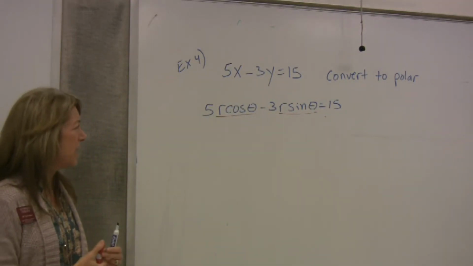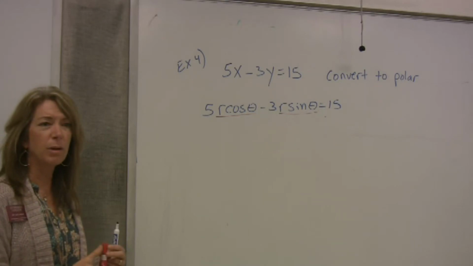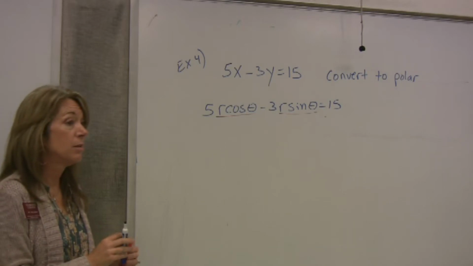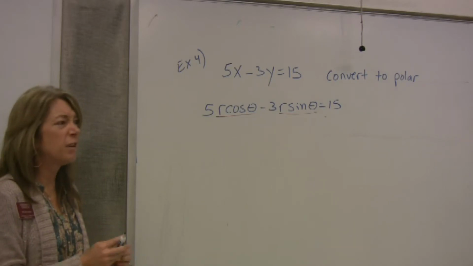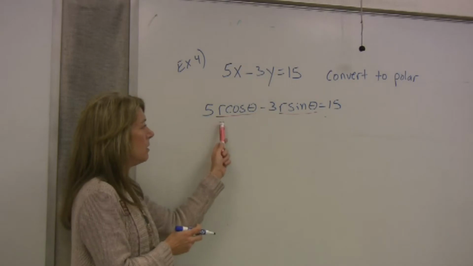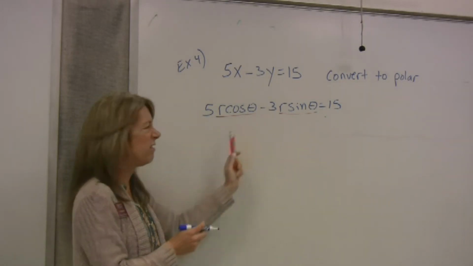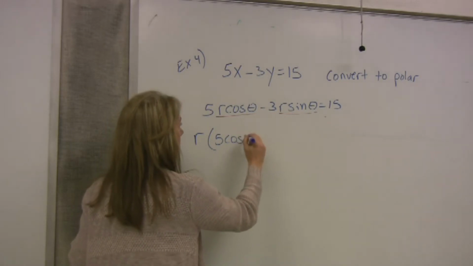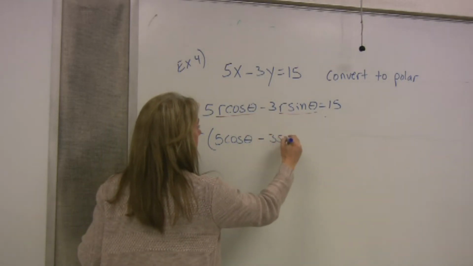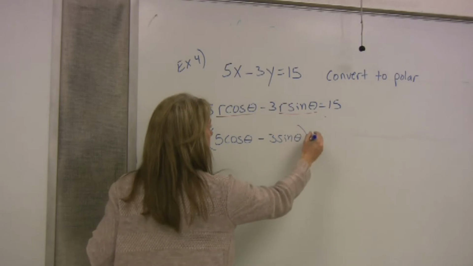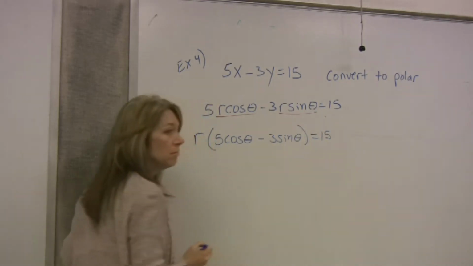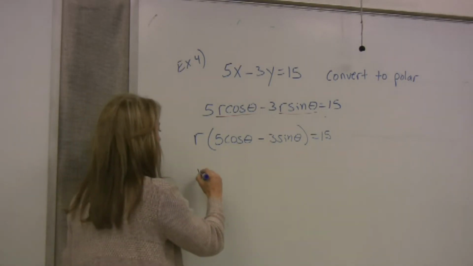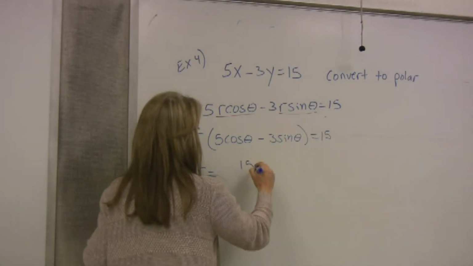If I want to put that in my calculator though, I'm out of luck, put in that way. This is a polar equation. We can solve for r. What can we do to solve for r? Factor it out. r times (5 cosine theta minus 3 sine theta) equals 15. So r equals 15 divided by that mess.